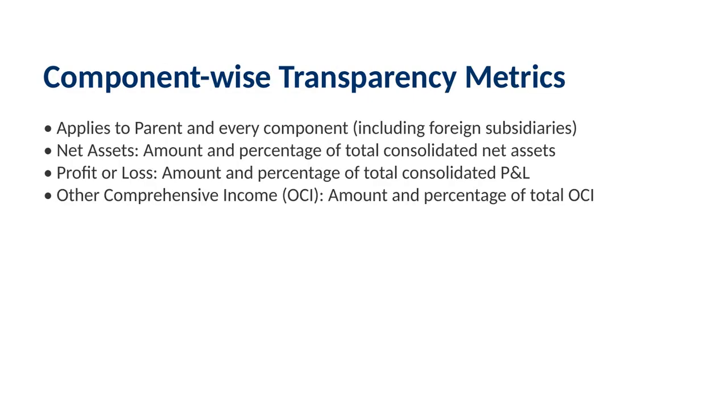Now, there is a specific requirement for transparency regarding the components of the group. For the parent and every single component, including foreign subsidiaries, you must disclose 3 key metrics separately. 1. The amount of net assets and what percentage that represents of the total consolidated net assets. 2. The share of profit or loss and its percentage relative to the consolidated profit or loss. And 3. The amount of other comprehensive income, or OCI, and its percentage of the total consolidated OCI.